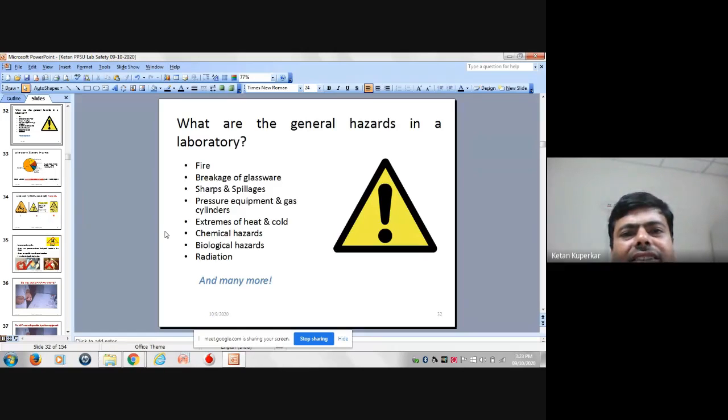So what are the different kinds of general hazards in the laboratory? The do's are not being sincerely followed, and the don'ts are being followed like anything. Now there could be several mishaps, and a few of them are listed here. The commonest mishaps are catching fire, breakage of glassware, chemical spills, gas cylinders bursting, extreme heat or cold environments which are not controlled, chemical hazards, biological hazards, and radiation hazards. There are several others which might occur if the do's are not followed and the don'ts are followed.